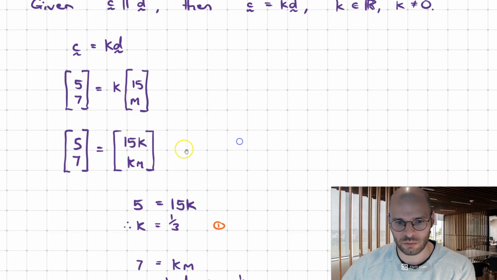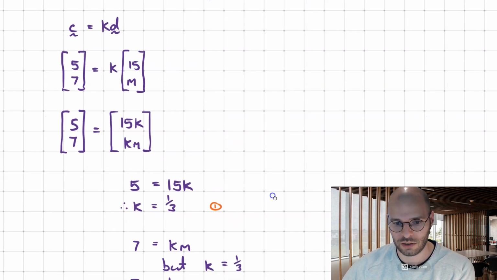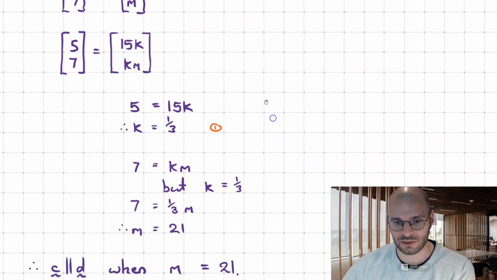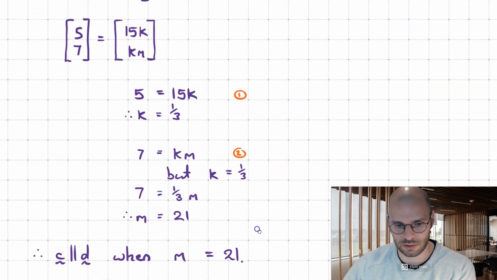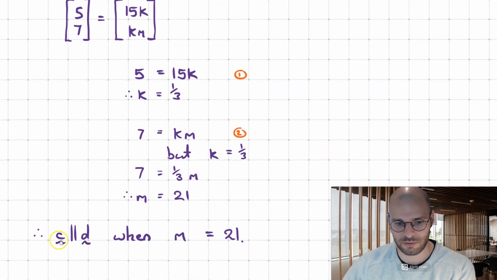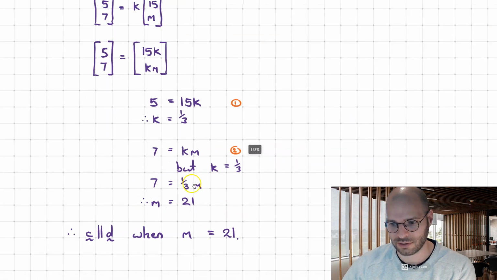From there, we simply solve our first equation, which is 5 equals 15k, to discover what value of k will make these vectors parallel. From there, we can use that value of k to solve the second equation. So that's our second equation. This is our first. Solve our second equation to therefore deduce the value of m. In this case, it's 21. Therefore, we discover that vectors C and D are parallel when m equals 21. Sometimes they won't be parallel, but in this example they are.